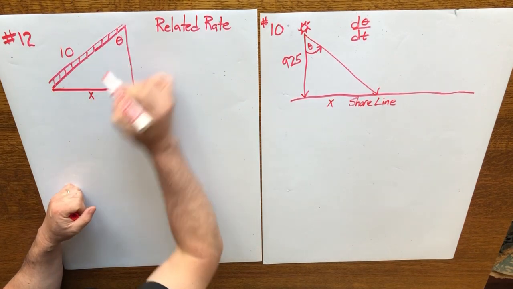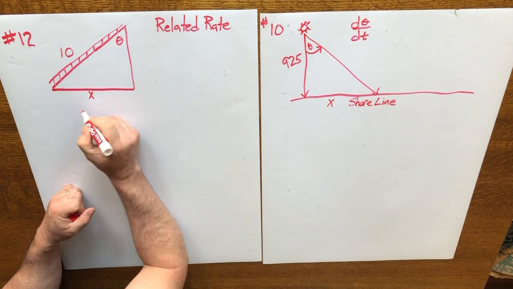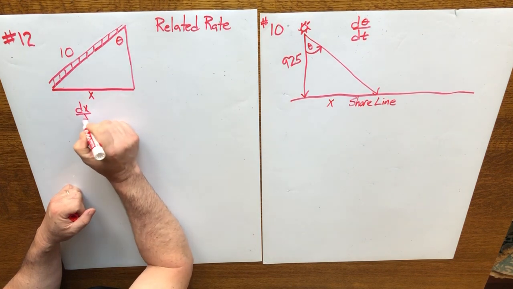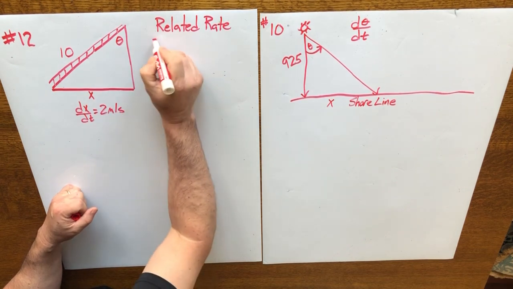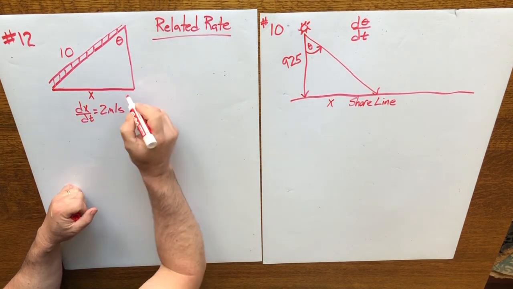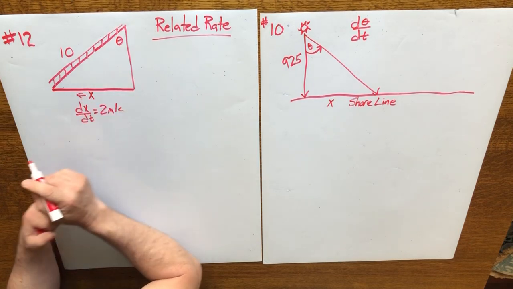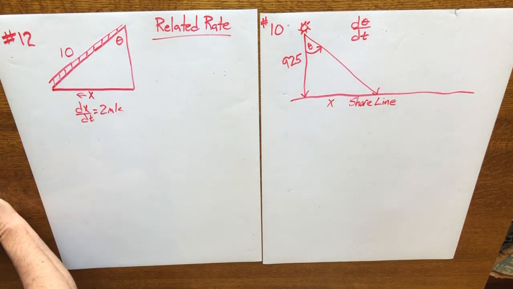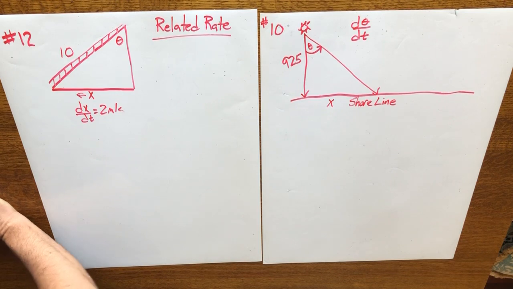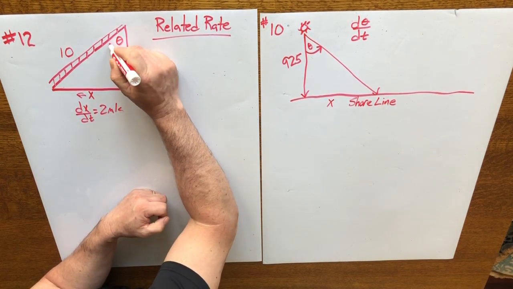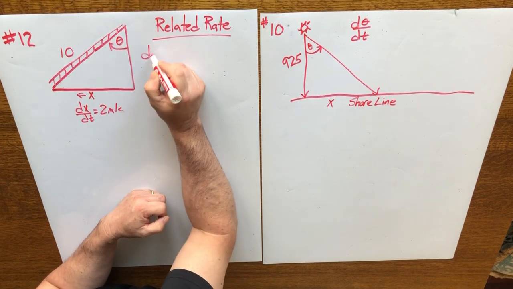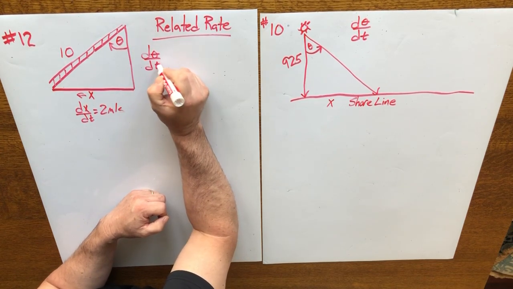So here's the ladder. This is the wall right here, and they give us dx over dt equals 2 meters per second. So clearly a related rate question. They've given you a rate of change. X is getting bigger at this rate. And then it says, how fast is the angle between the top of the ladder and the wall changing when the angle is pi over 4? So as x slides out, theta gets bigger, and they want us to find d theta over dt.